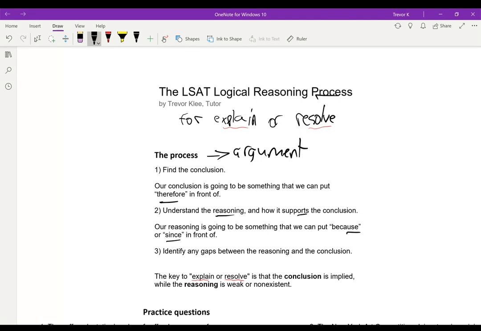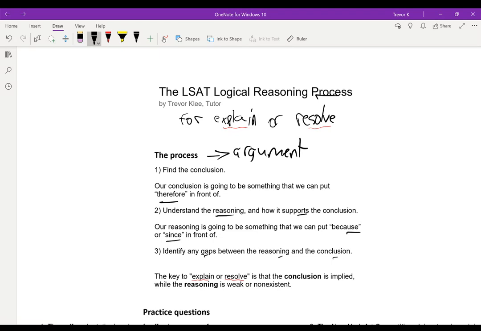Now last, we need to identify any gaps between the reasoning and the conclusion. In what ways do the premises or the reasoning not lead to the conclusion? We're never going to disagree directly with the reasoning. We can never say, oh, well, this is wrong. And we can never just say the conclusion looks stupid. We actually have to say, okay, given that the reasoning is correct, why does that not necessarily mean the conclusion is correct?